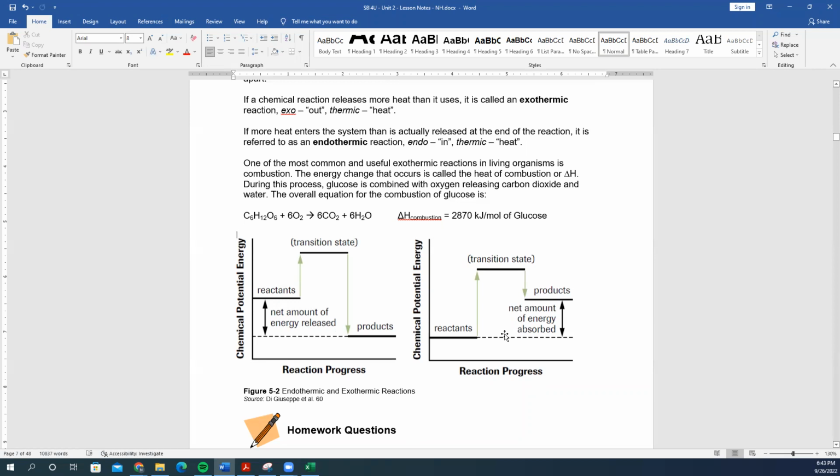Now on this panel, you have the other type of reaction, the endothermic reaction, where the reactants start off at a lower chemical potential energy. And then by the time you have your products, the products are at a higher potential energy. They have gained a certain amount of potential energy to go from this position to this position in chemical potential energy. So this represents an endothermic reaction where the system has absorbed heat, there's been an input of heat entering the system.